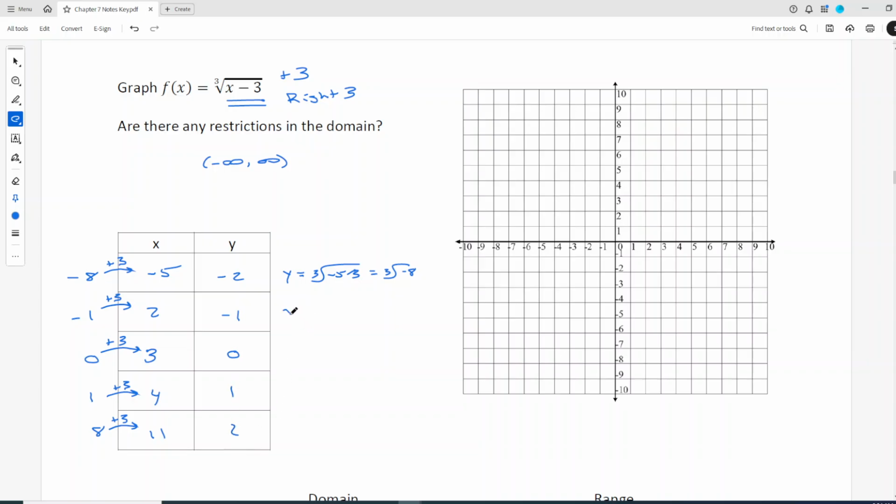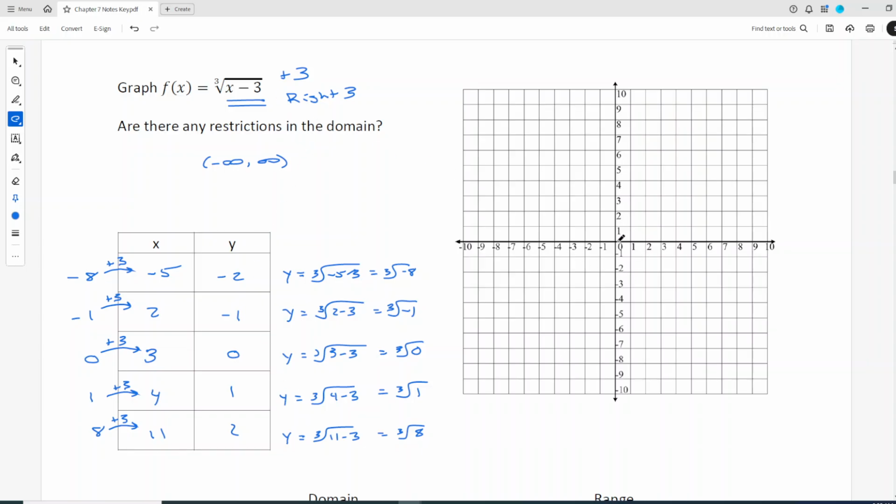Let's check. Let's plug in 2. I've got the cubed root of 2 minus 3, which is the cubed root of negative 1. That's negative 1. Then if I plug in 3, I've got the cubed root of 3 minus 3, which is the cubed root of 0, which is 0. When I plug in 4, it's minusing 3, so it's going to be the cubed root of 1, which is 1. And then lastly, 11. The cubed root of 11 minus 3 is the same as the cubed root of 8, which is 2. And then graph these points, or use the idea of transformations.